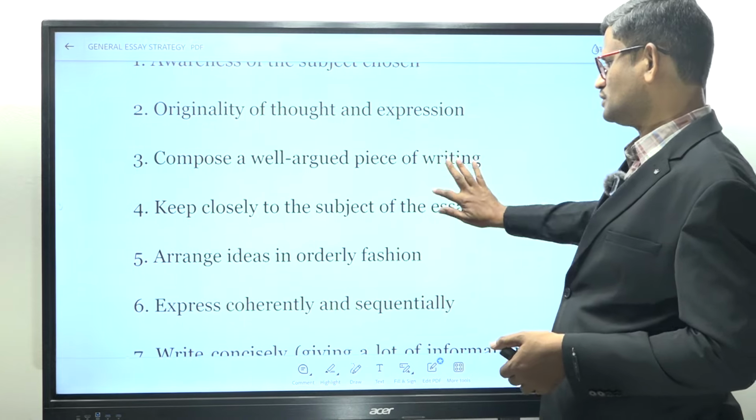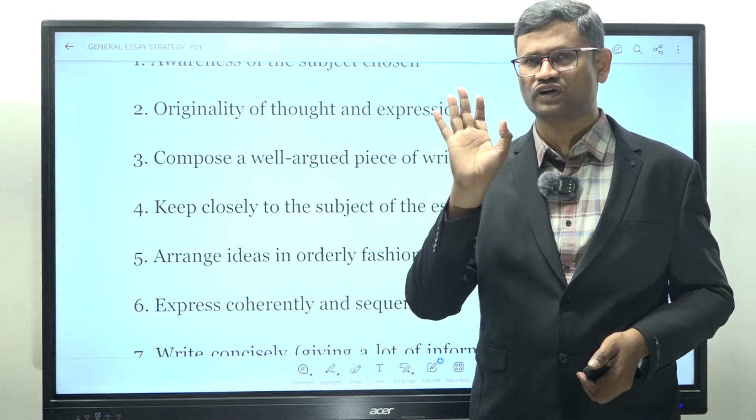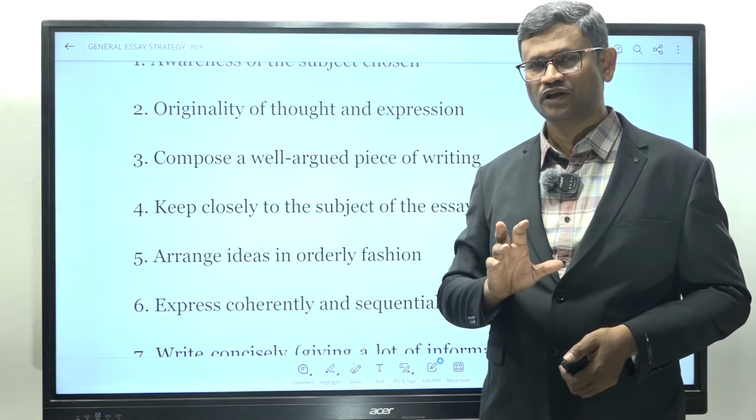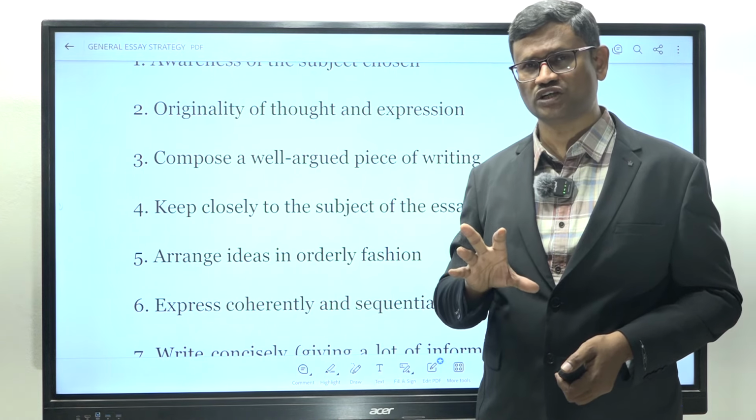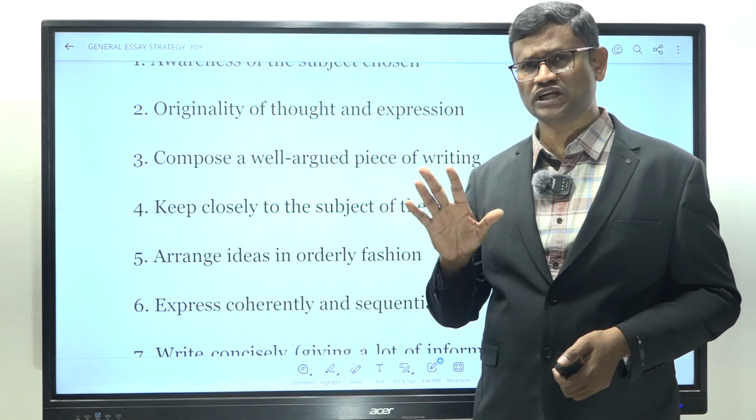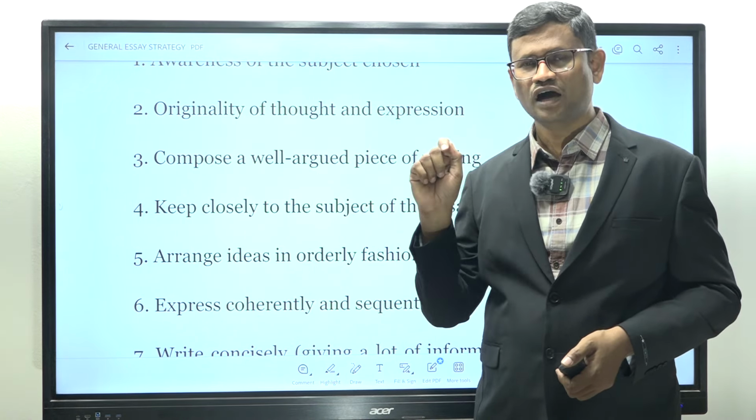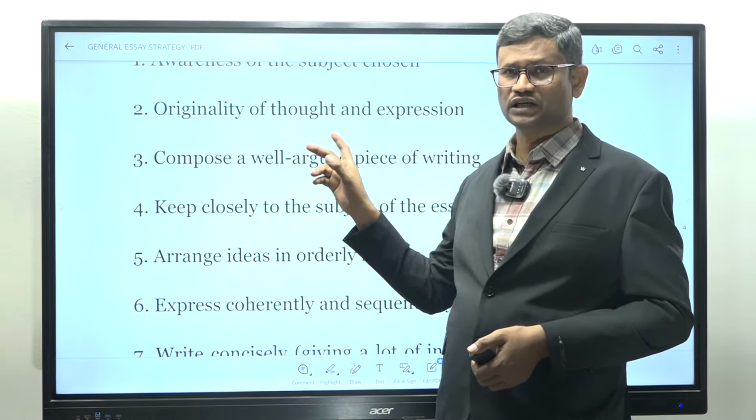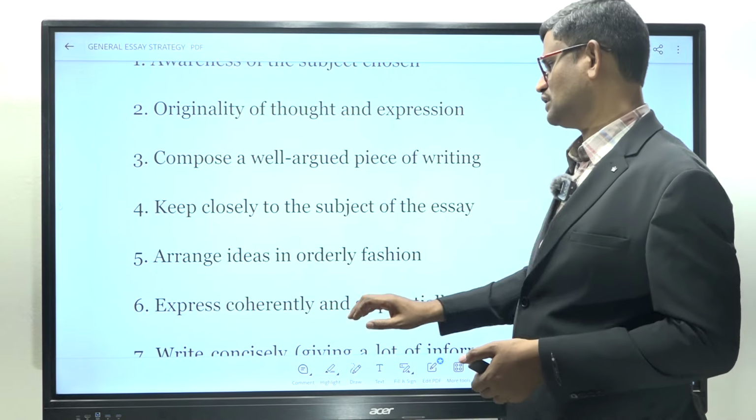The third one is, your essay answer must be a well argued piece of writing. If you want to score very high in the essay paper, whatever stand you take, you must be in a position to substantiate your stand. You can take any stand of your choice, UPSC is not bothered, but you must come up with reasoned arguments to support your stand. That is the third dimension. Your essay answer must be a well argued piece of writing.